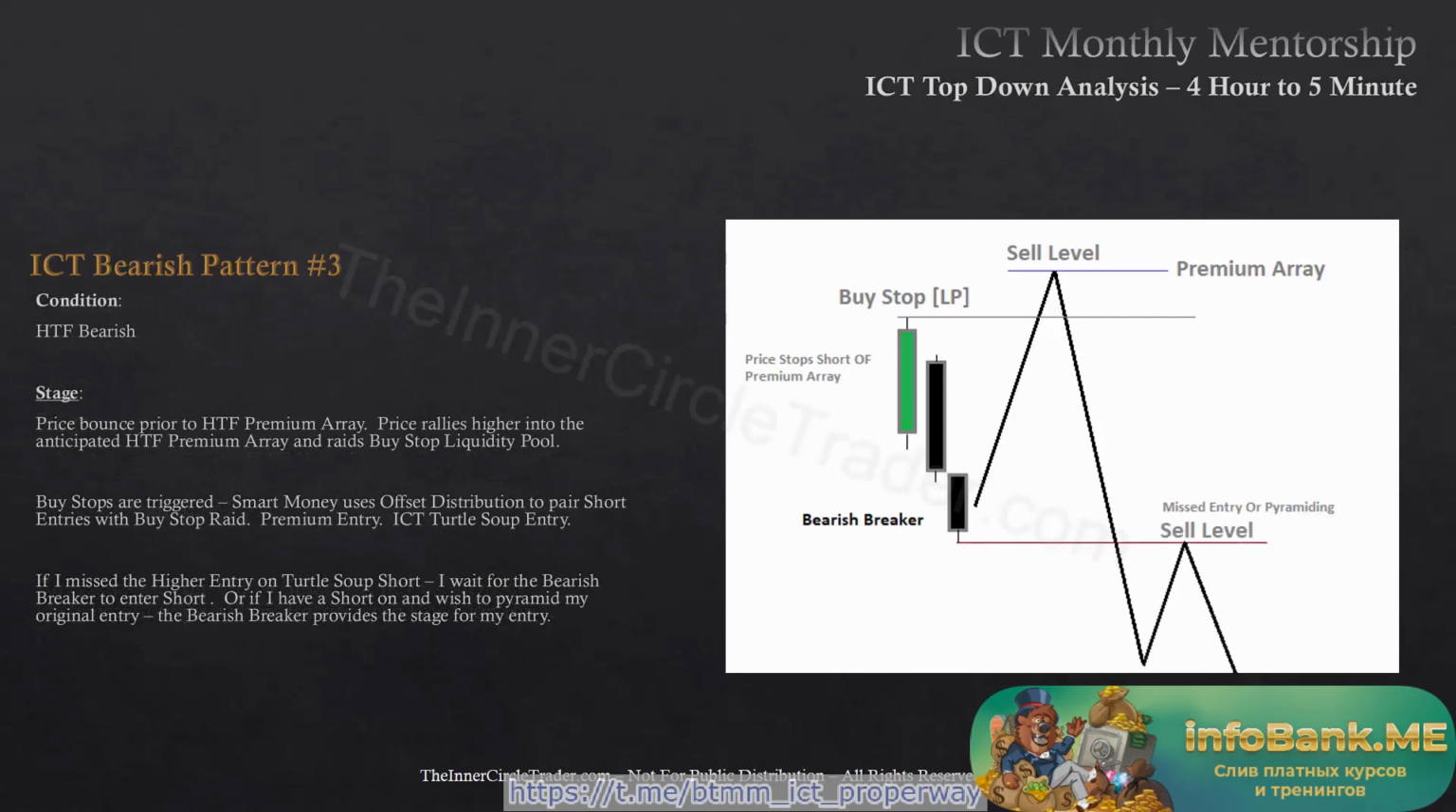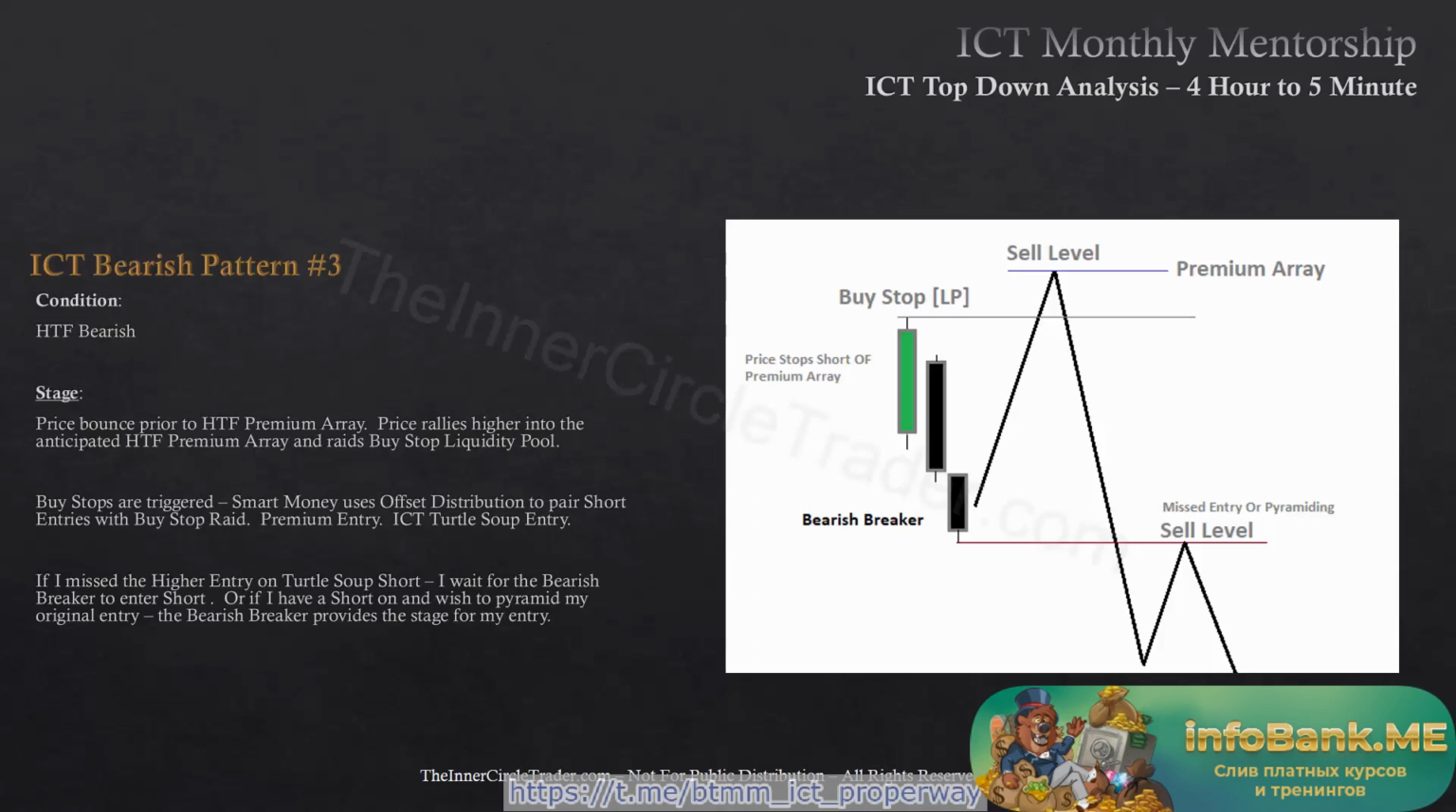Okay, and ICT bearish pattern number 3. It's on the same idea that we were looking for the turtle soup, but we're going to say for argument's sake that I was not able to get positioned on that run above the buy stops. So that run above that short-term high, tripping out buy stops, reaching the premium array that we were anticipating price to trade up to, but didn't do it on its first attempt. Then it finally trades up to it. That's where I want to sell. But let's play devil's advocate for a moment and say I couldn't get it on, and price trades down through the breaker.